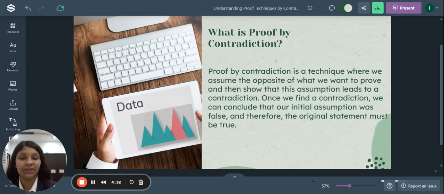What is a proof by contradiction? Proof by contradiction is a technique where we assume the opposite of what we want to prove and then show that this assumption leads to a contradiction. Once we find a contradiction, we can conclude that our initial assumption was false and therefore the original statement must be true.